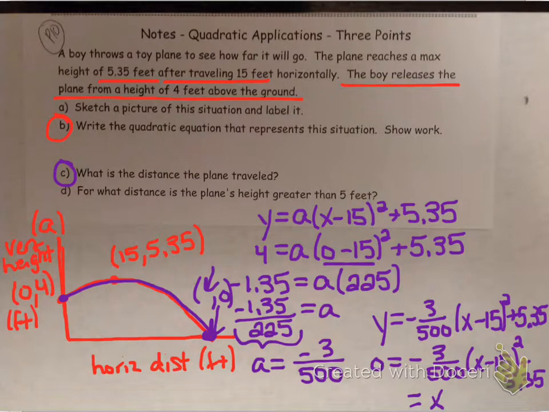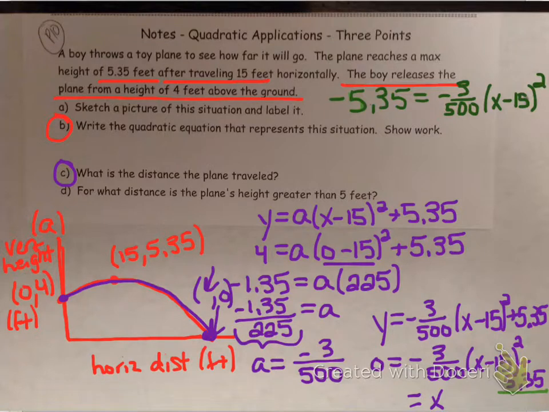And I'm going to come up here and do the rearranging to solve it initially. So I'm going to take this 5.35 and I'm going to subtract it to move it over. So negative 5.35 is equal to -3/500 (x minus 15) squared.